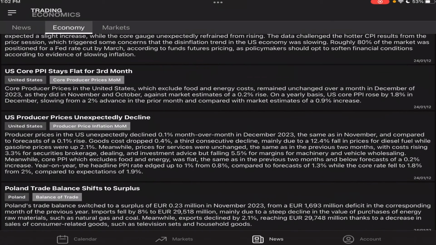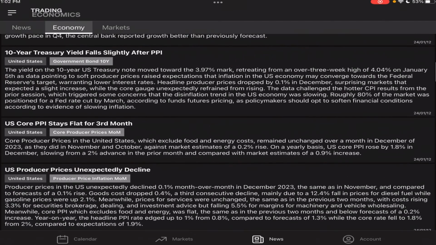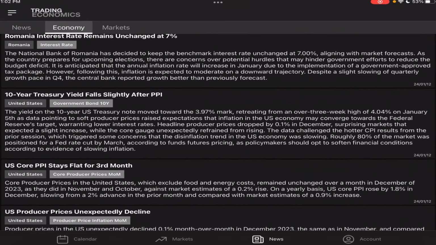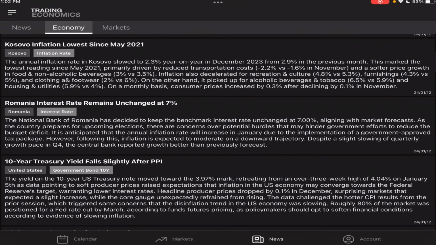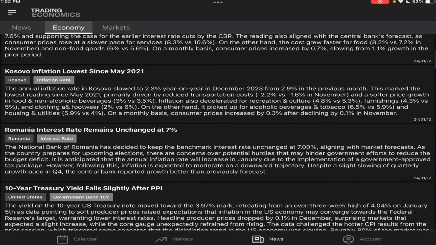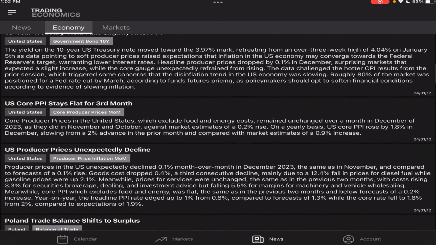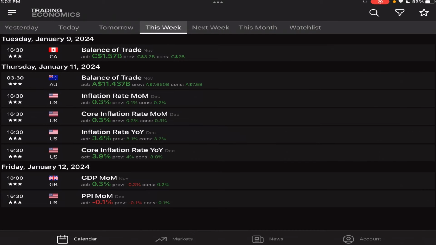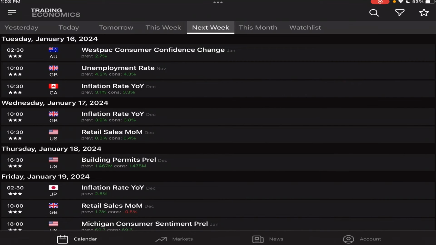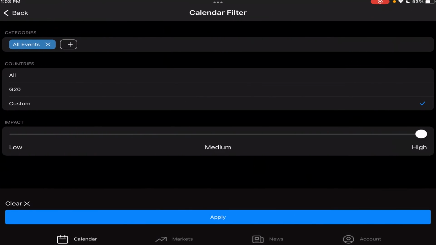So this is what I do instead. I'm not advising you not to read this. I'm not advising you not to subscribe to Bloomberg, that is the money you have to waste. But what I personally do is this. I come here. Let me say, for example, next week. I will come to next week, then filter out. I'm only looking for high volatility news or medium. Then I apply.